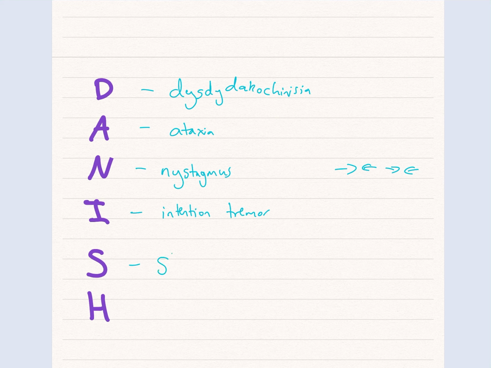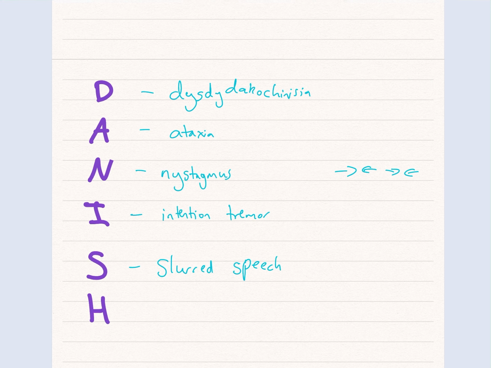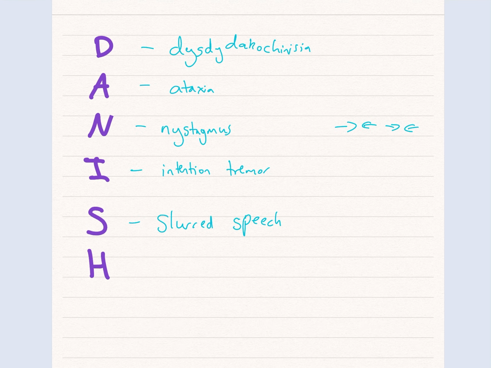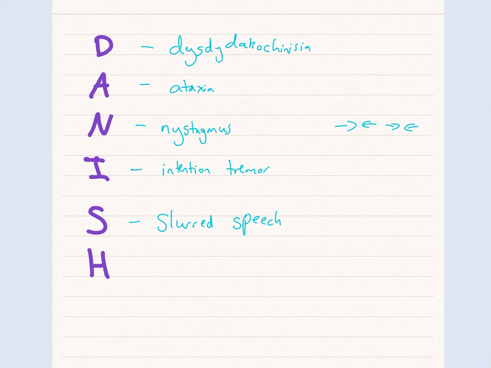S is slurred speech. I think that's fairly explanatory. Your speech slurs. You're not speaking in a clear way. And then the last one is hypotonia. Hypo meaning low, tonia meaning muscle tone, so tone is low. Someone might look a bit like a rag doll, their limbs a bit floppy.